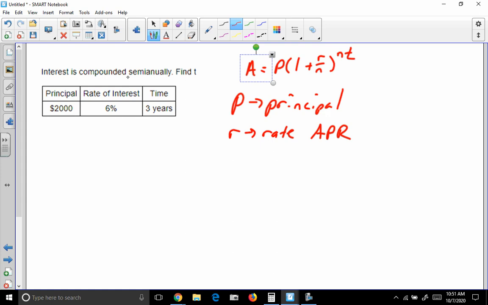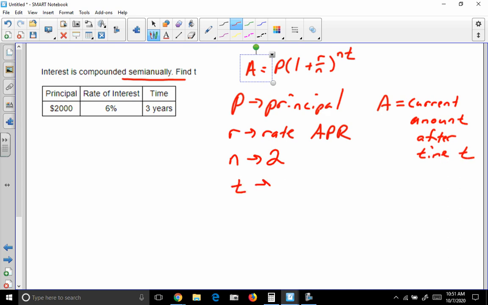Here, we're getting interest semi-annually. So in that case, N is 2. That's how many times we get interest a year. If it were quarterly, N would be 4. If it were monthly, N would be 12. So A is the current amount, or the amount after time t. And t is time, usually in years.